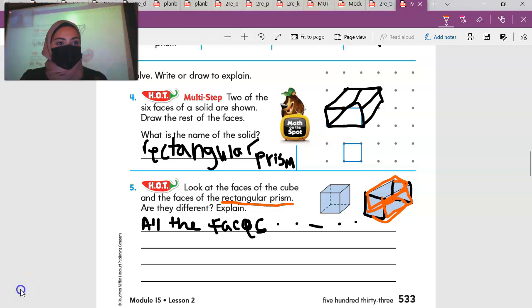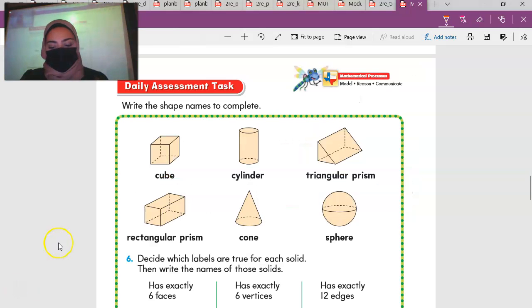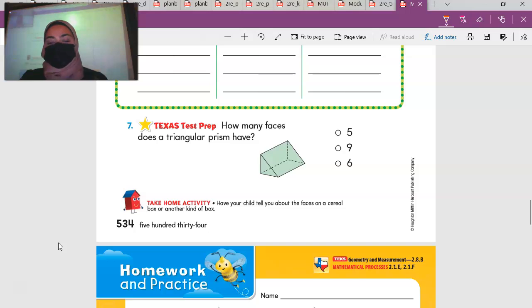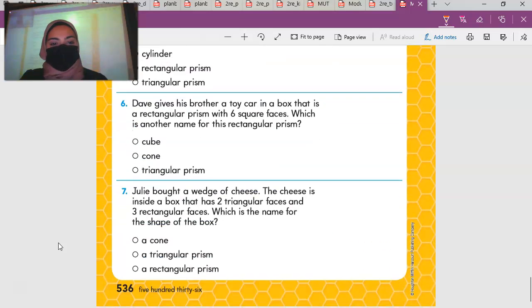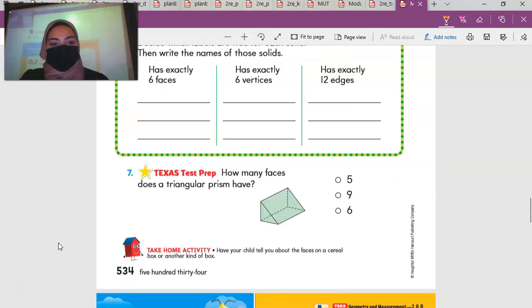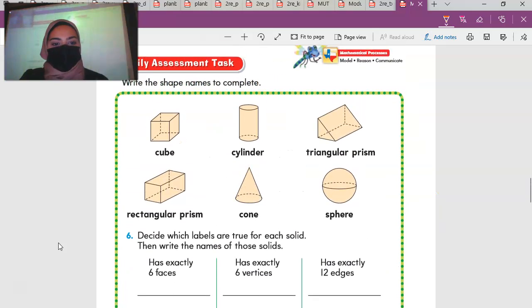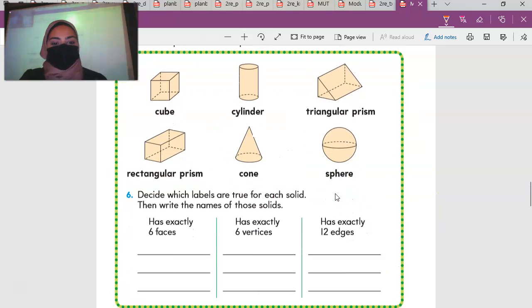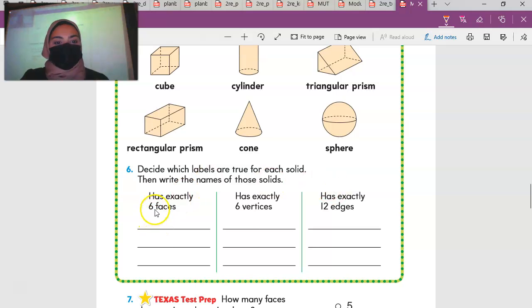Pause the video now. Okay, now that you're done with that, what you're going to work on next is page 534 to 536 on your own. On page 534, you're going to sort the shapes like we did yesterday. You're going to decide which ones have exactly 6 faces, 6 vertices, and 12 edges, okay?